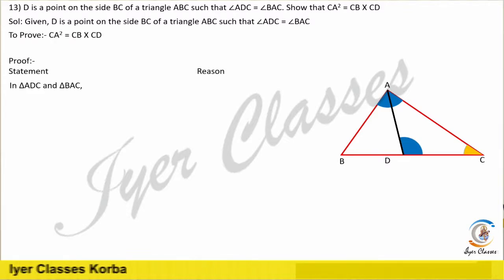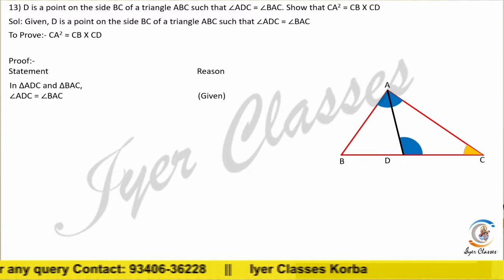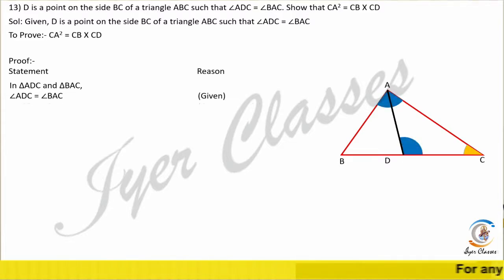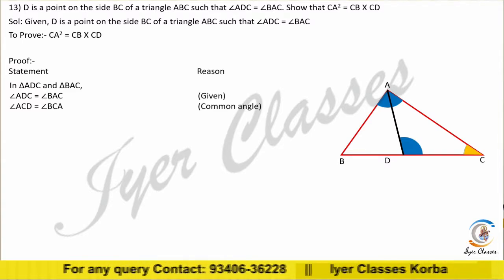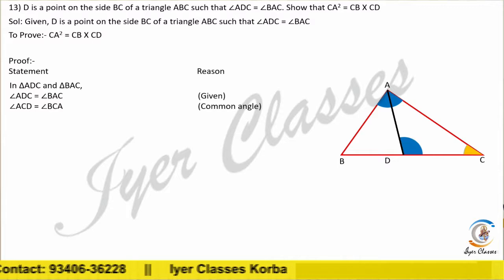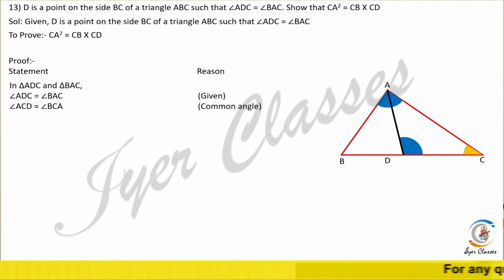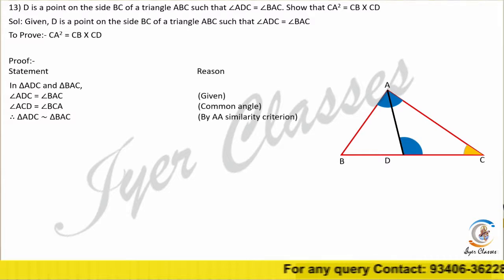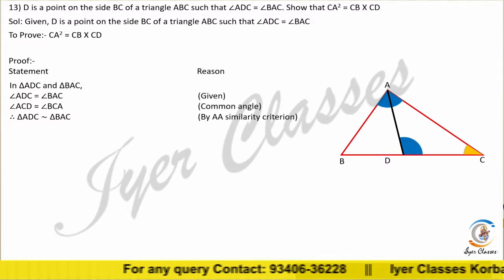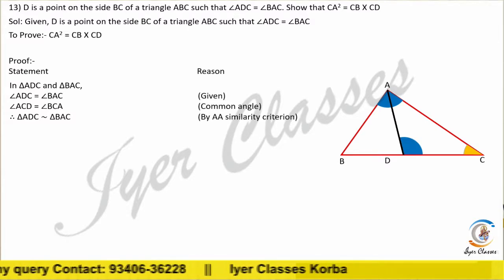Let us prove it. Consider the triangle ADC, the small triangle, and triangle BAC. Now it is given that angle ADC is equal to angle BAC, the blue angles, and the yellow angle, angle ACD in the small triangle, is the same as angle BCA, the yellow angle, which is common to both the triangles, right? So the two triangles, triangle ADC is similar to triangle BAC by AA similarity criterion.